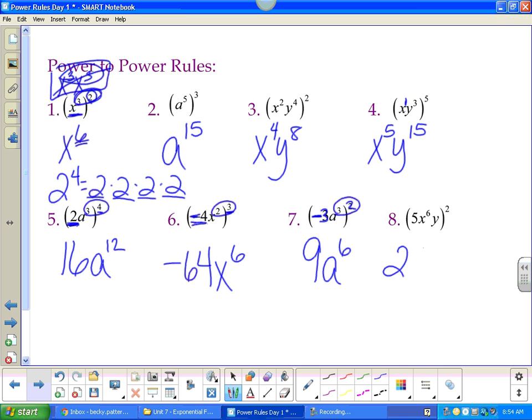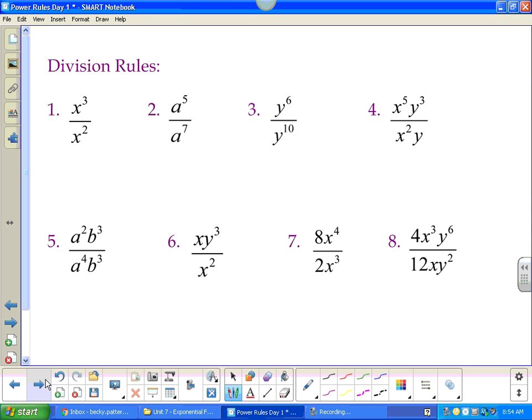5 squared is 25. And then power to a power, you multiply, so that'd be x to the 12th, y to the 2nd. When you divide, you subtract your powers, and here's why. X to the 3rd means I have 3 x's on the top, and x to the 2nd means I have 2 x's on the bottom, and then check it out. These can cancel, leaving me with x to the 1st on the top. But instead of doing all that, you can just subtract your powers.